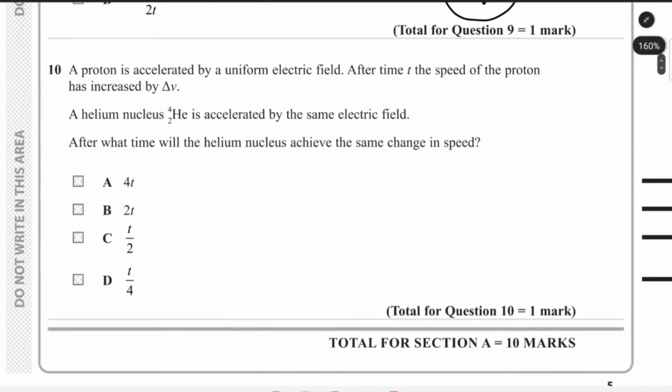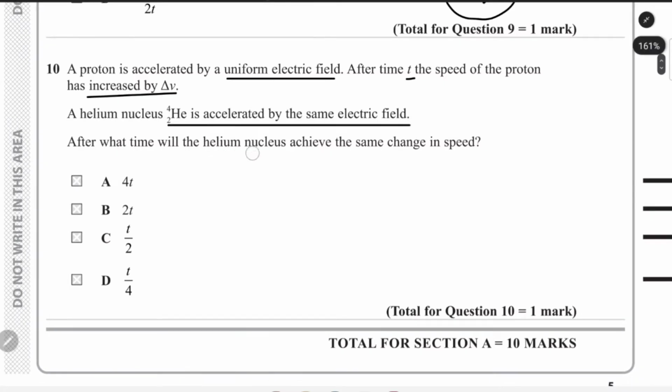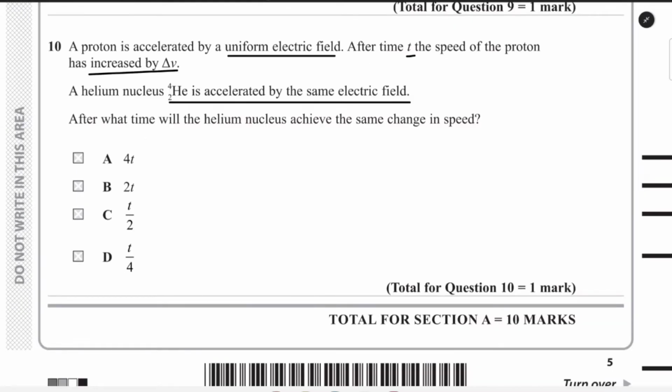Now moving to question number 10, we are given a proton that is accelerated by a uniform electric field, and after t seconds the speed has increased by delta v. Then we are told that a helium nucleus is accelerated by the same electric field. We have to find the time when the helium nucleus will have the same change in velocity delta v. Now in this question, we know that the electric field strength will be the same, since this is a uniform electric field.